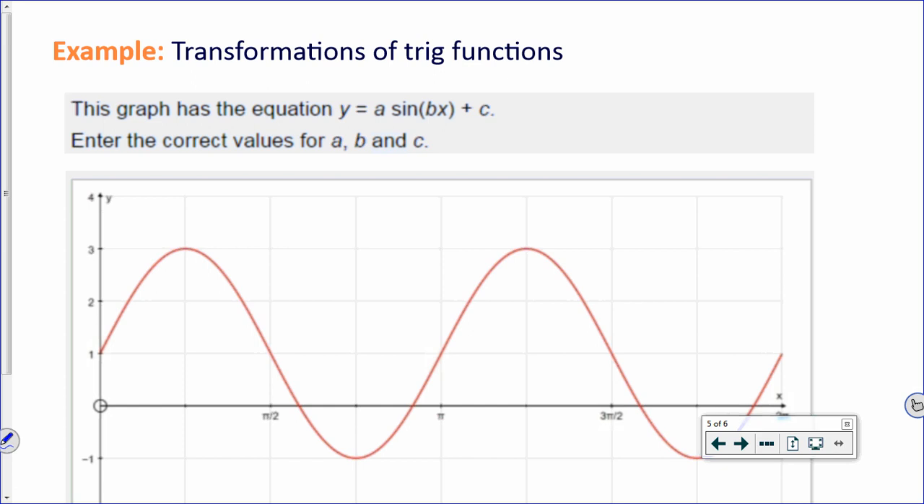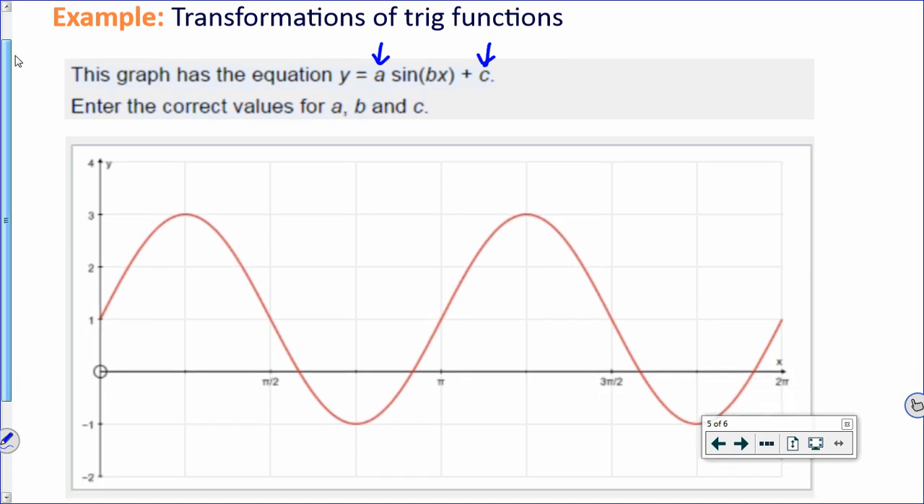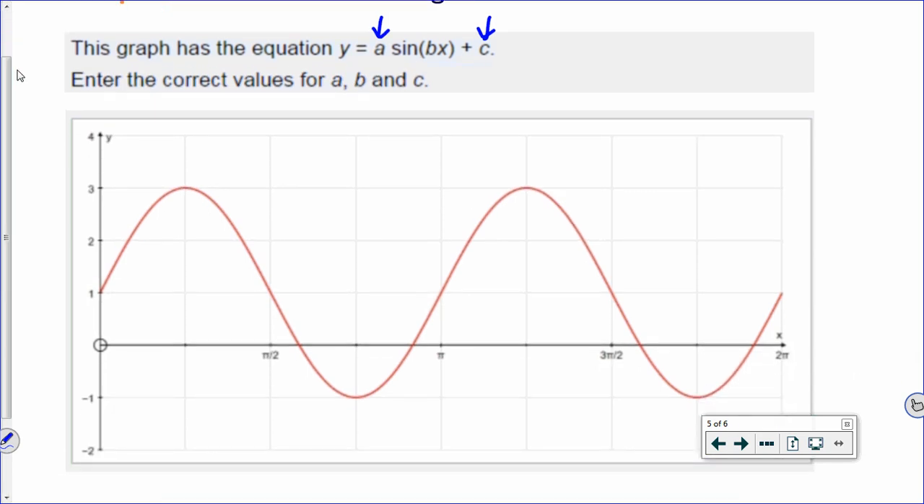But I just wanted to put this in this presentation because these values are transformations. You don't have to think about trig as being a completely separate topic. It does involve the same sort of knowledge about transformations that we have been talking about in this presentation. The B value is a little bit trickier.